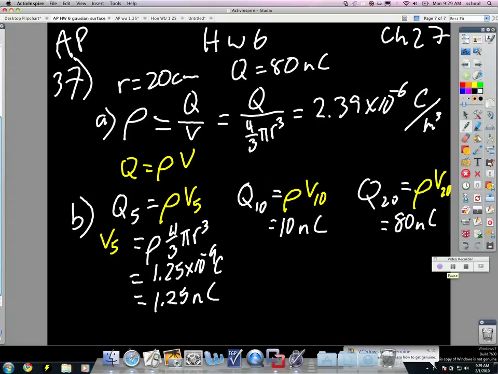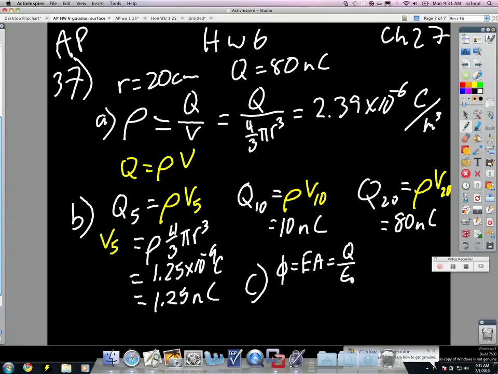So for part C, we said Gauss's law says the flux is something like EA, and that equals Q over E0. So if we know the amount of charge, what we can say here is that E is going to equal Q over A E0. That EA is Q over E0.